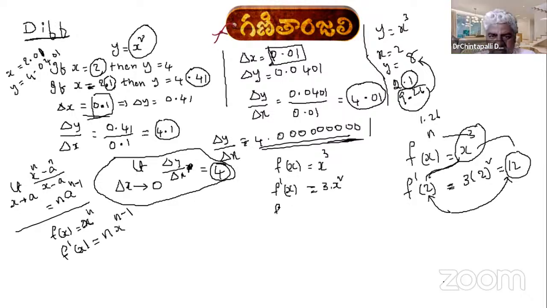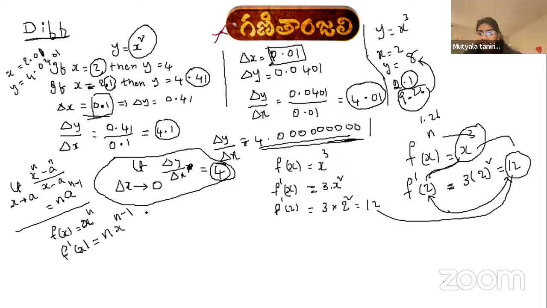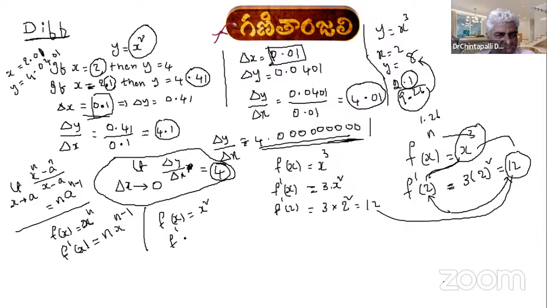What is f dash 2? 3 times 4, 12, sir. That's why we got 12 here. Now, if f of x is equal to x square, then what is f dash x using the same formula?